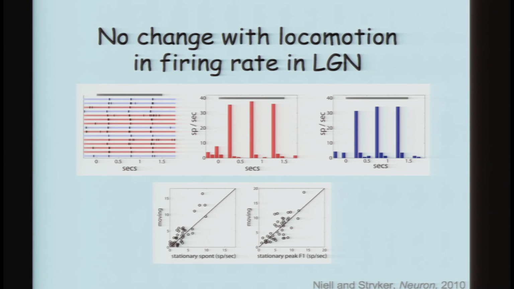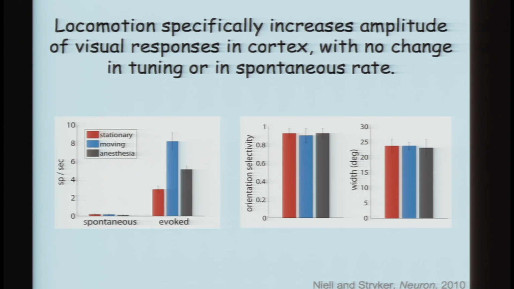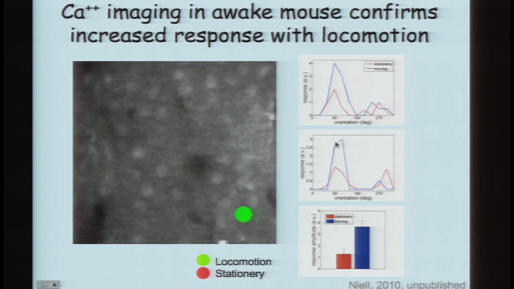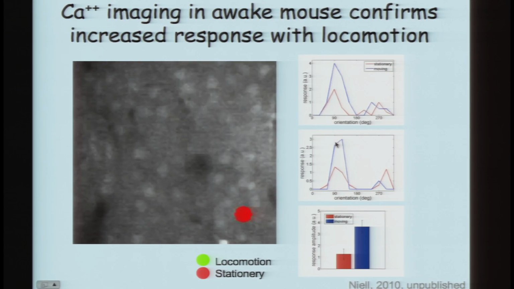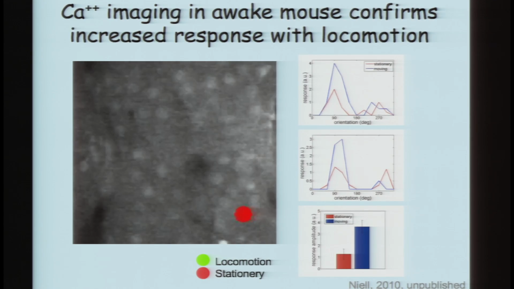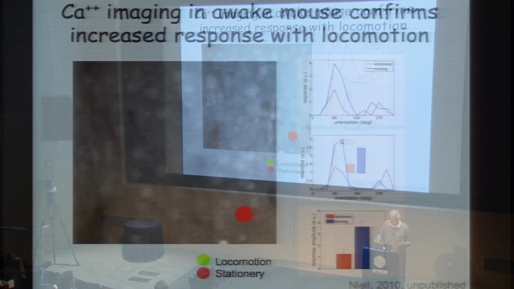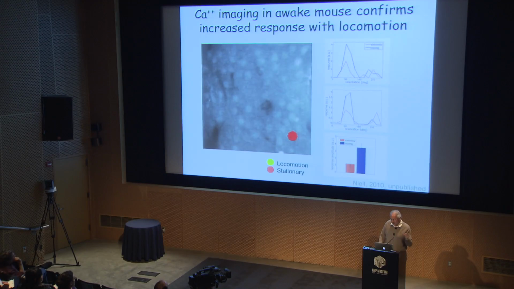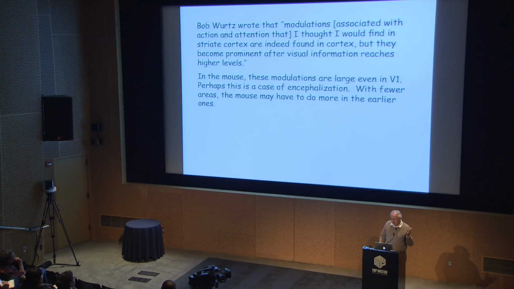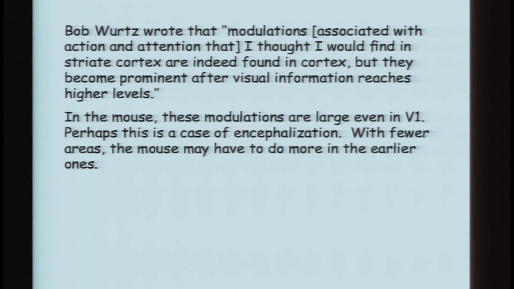So this really turns out to be a dramatic activation of the cortex, which doesn't change spontaneous activity. It dramatically increases the response to an optimal stimulus without changing selectivity. So paying attention or action really has a very profound effect on the responses of neurons in the visual cortex. And it can be studied with microelectrodes or calcium imaging, and the result persists independent of techniques.